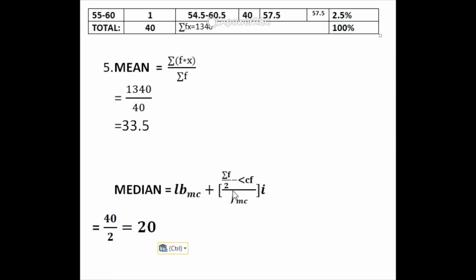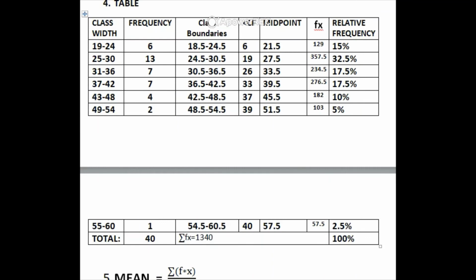So, upon solving the summation of frequency all over 2, that results to 20. So, kailangan nating hanapin ang 20 sa ating table. As you can see, upon checking in this area, dito natin titingnan kung nasa ng 20 dito sa ating less than cumulative frequency. Again, dito nyo titingnan sa less than cumulative frequency kung nasan si 20.